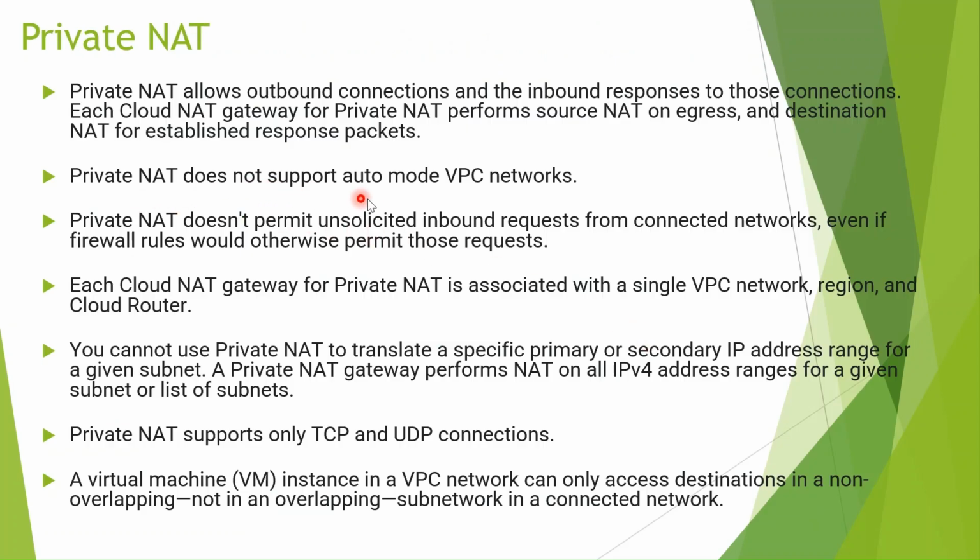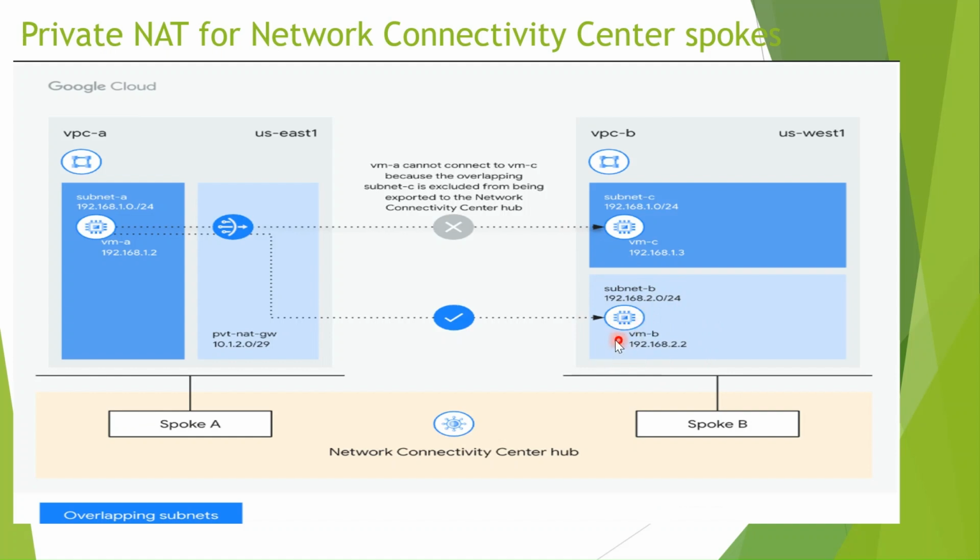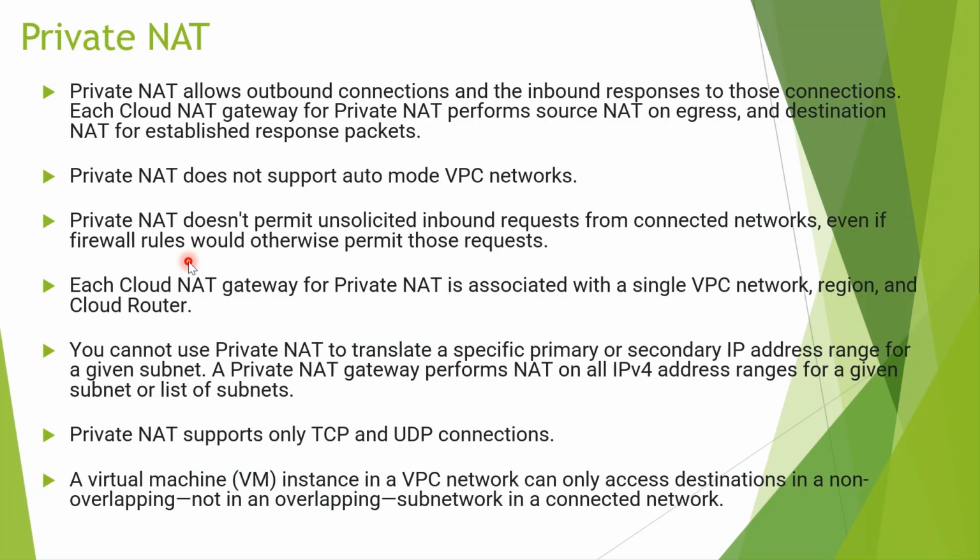And private NAT does not support auto mode VPC networks. Only custom mode is allowed. Private NAT doesn't permit inbound requests from connected networks. So if this VM tries to create a new connection with this VM, that is not going to work. Only this VM is allowed to create an outbound connection. Inbound is not allowed directly.